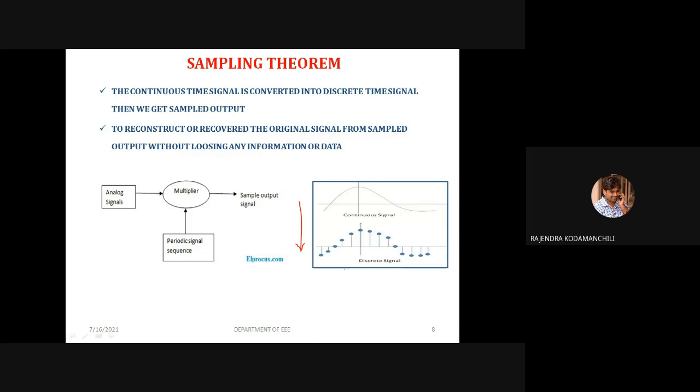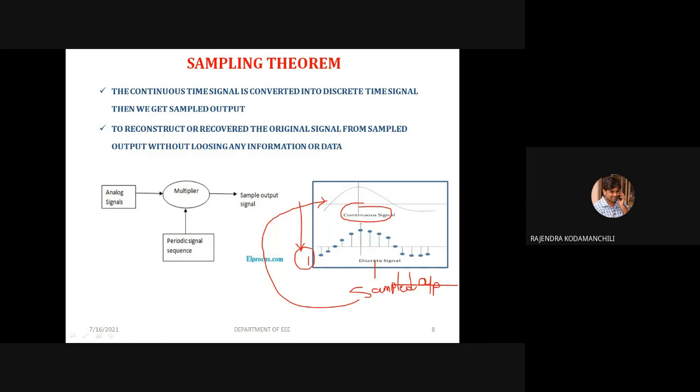Once we get the discrete output, it is also called the sampled output, because we get this output through a sampler. That's why it is called the sampler output, or sampled output. This sampled output is used to reconstruct the original signal without losing any information or data, and that is called the sampling theorem.